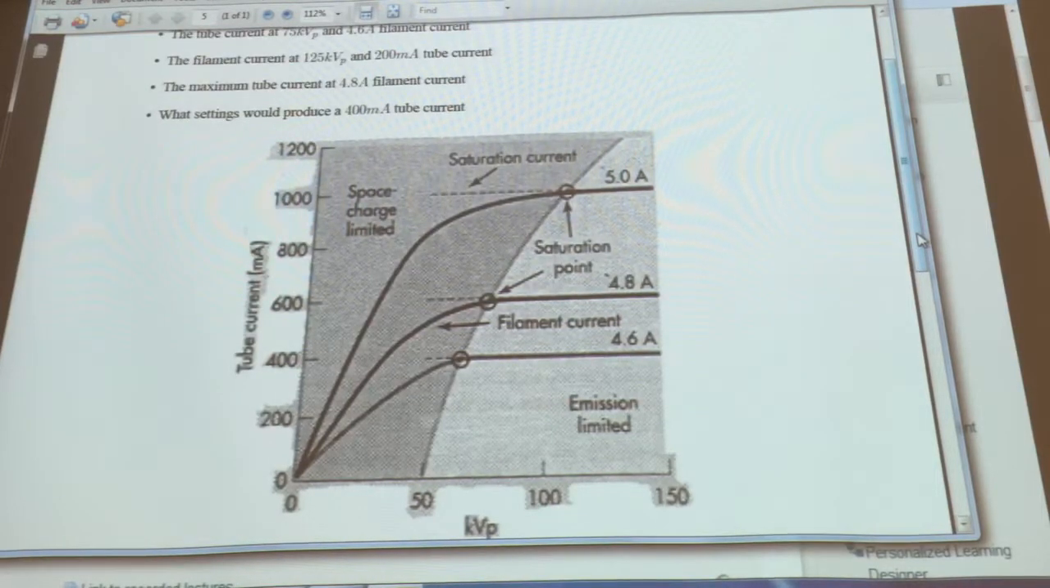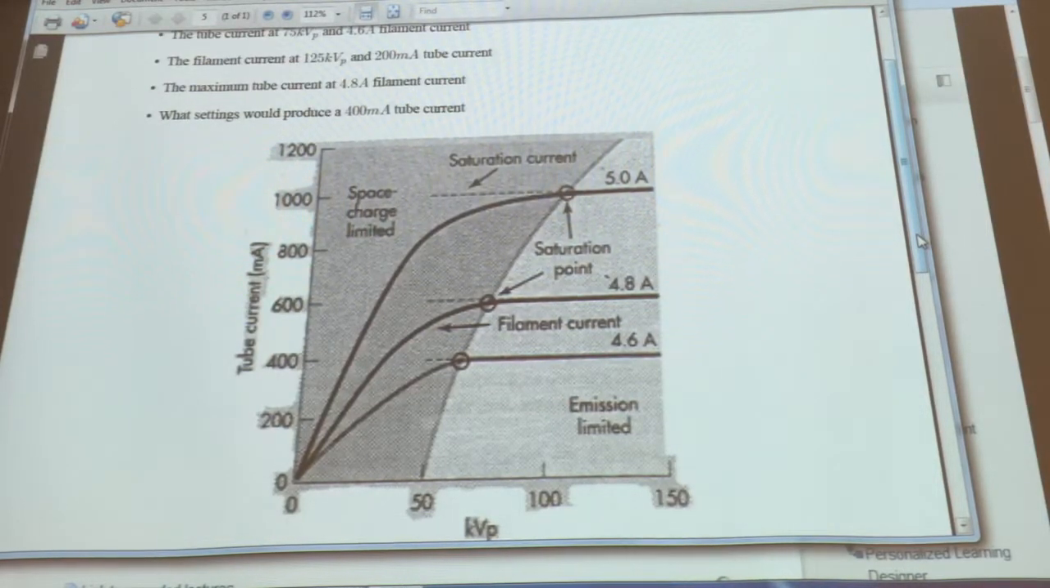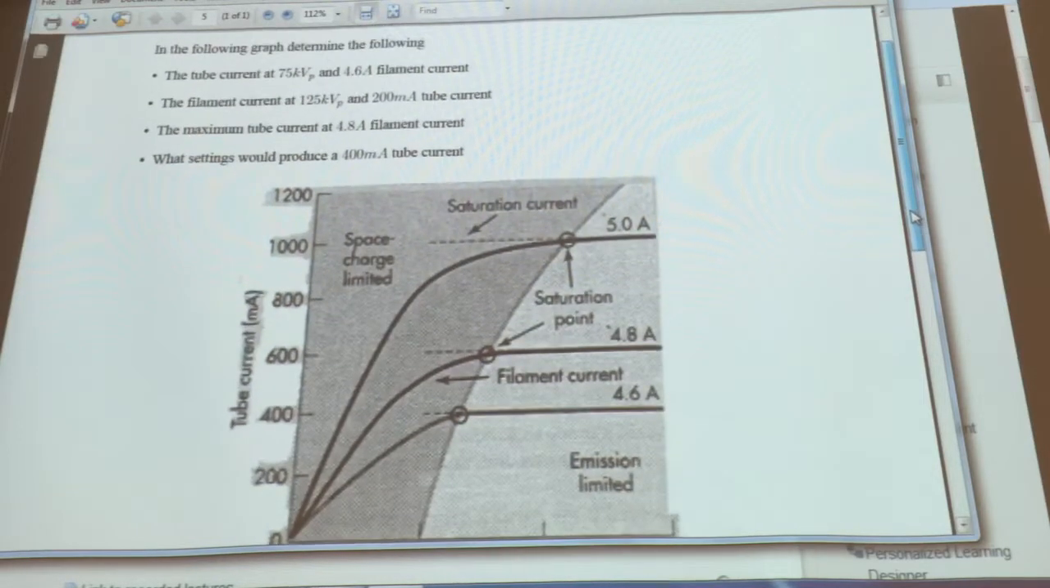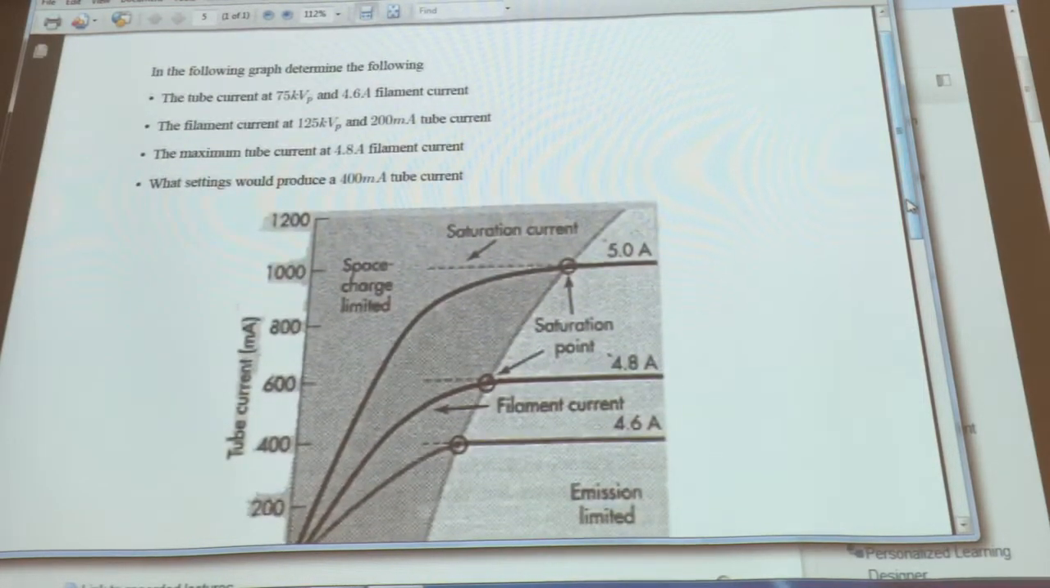So look for that graph in the book, and the other one is right next to it. Looks like I had some questions in mind. Let's see, I'll have to print this out for you. In the following graph, determine the tube current at 75 kVp and a filament current of 4.6 amps. Did anyone have the book here today? No, all right. Don't carry around any extra weight you don't need to carry. But I think it's somewhere in chapter 5, it might be in chapter 6, I'm not sure.